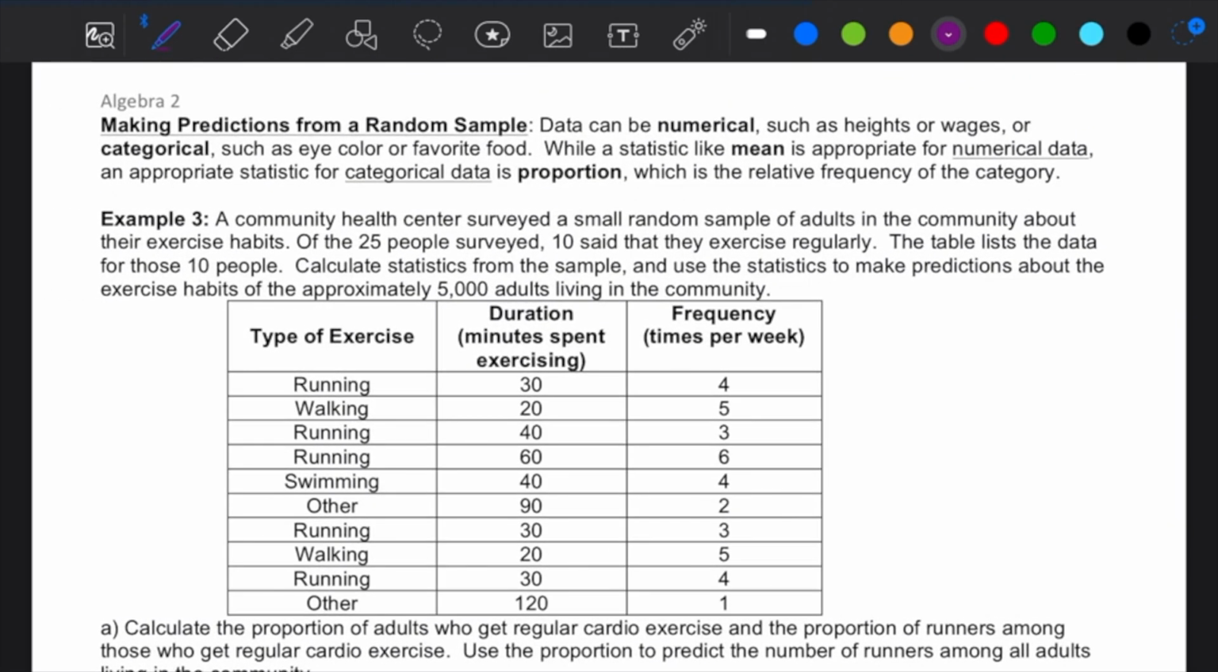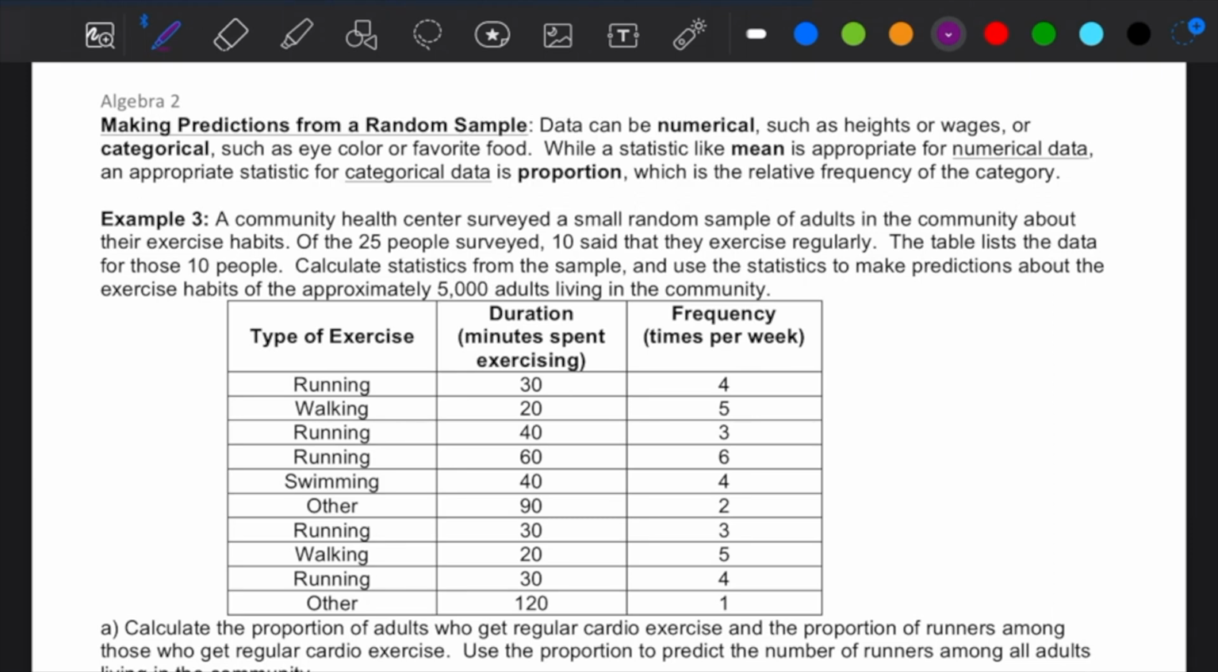All right, on the next page here. Something different we're doing now: making predictions from a random sample. Data can be numerical, such as heights or wages, they're numbers, or categorical, such as eye color or favorite food. So you don't have a number associated with your eye color. You would say it's brown or blue, for example.